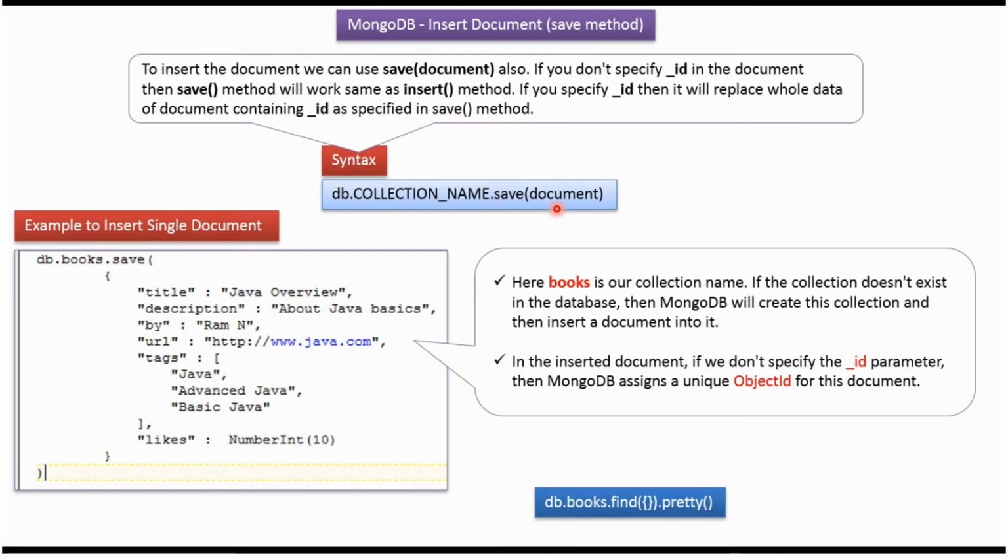To insert a document we can use the save method. In this document, if you are not specifying _id, then the save method will work the same as the insert method. It will create one document in the collection. If you specify _id in the document, then it will replace the whole data of the document. We will see the example now.